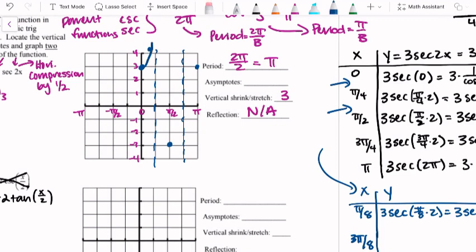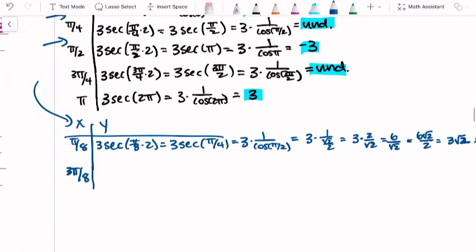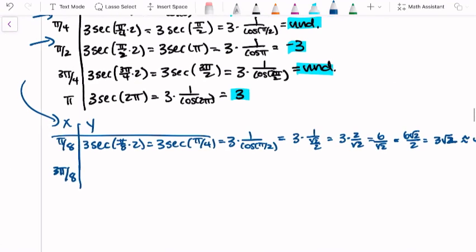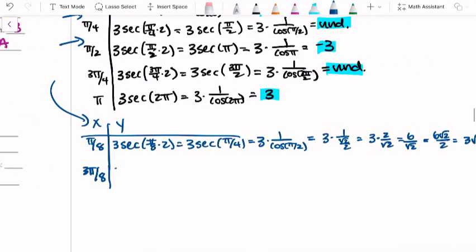Okay, so that gives me this point here. And then I'm going to guess here that when we do the 3 pi over 8, we're probably going to get the negative version of that. Let's just double check. Okay, I'm just going to plug this in. Let's see where we get.